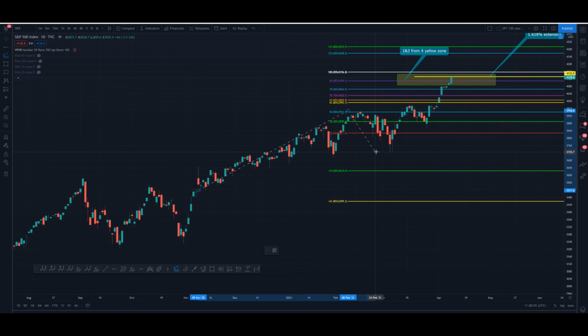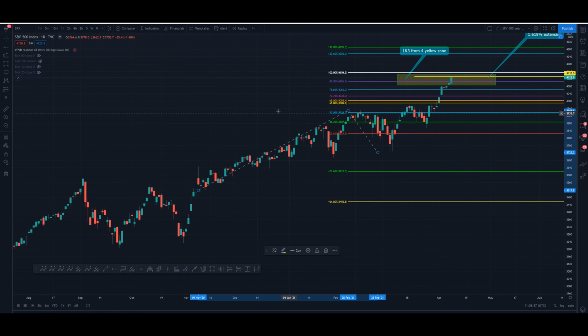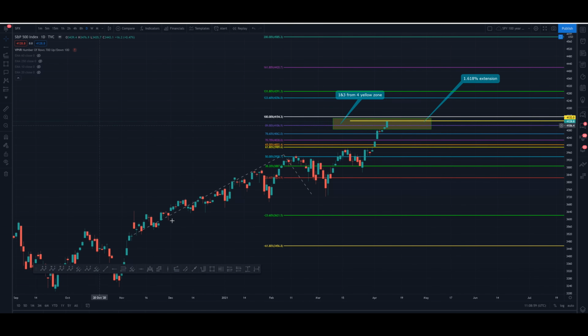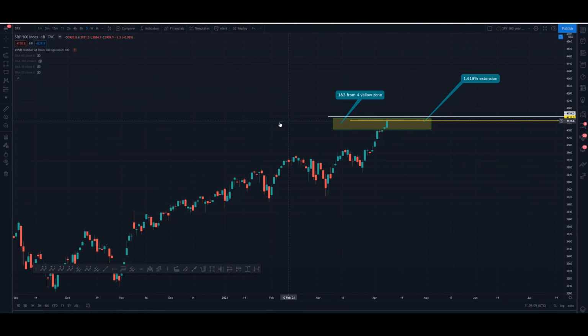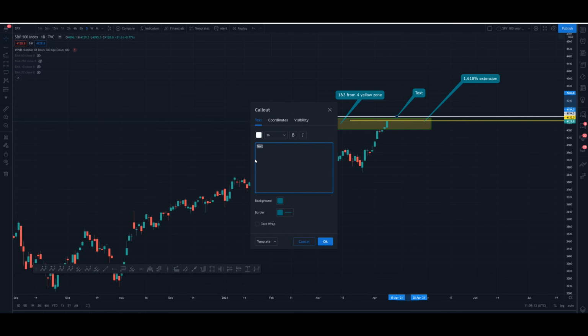Right then, so let's just pop that up here. That is right here at 4154. And move this white line up here. And another piece of confluence up here as well. All hanging around in the same place. So wave 5 limit.